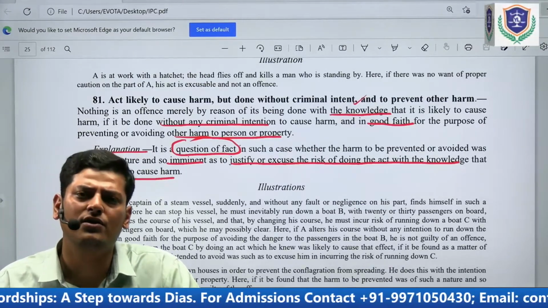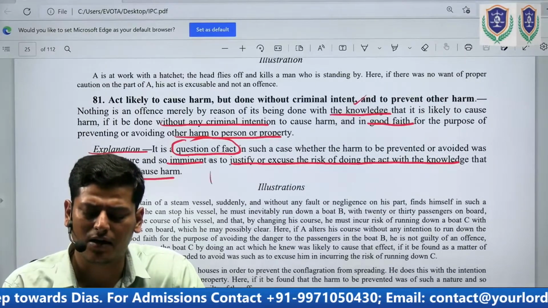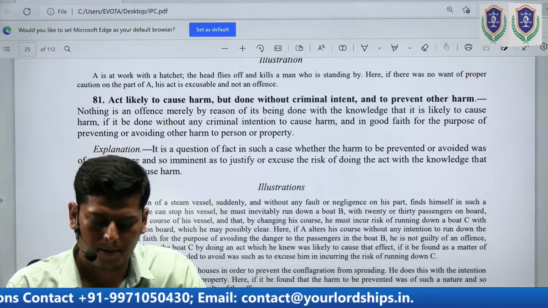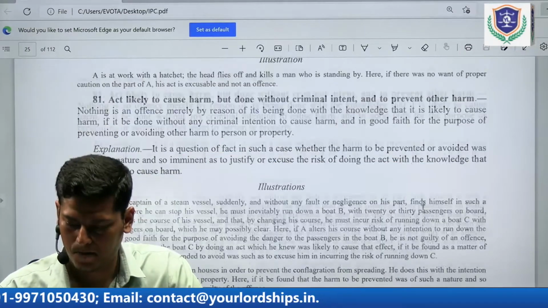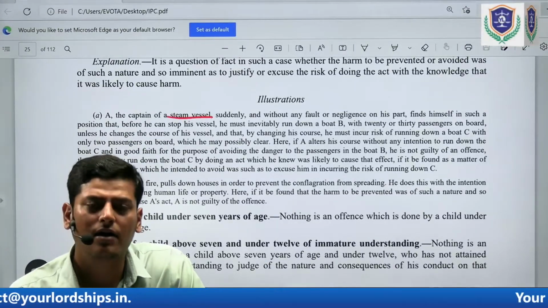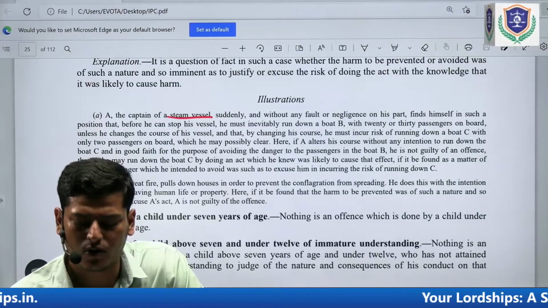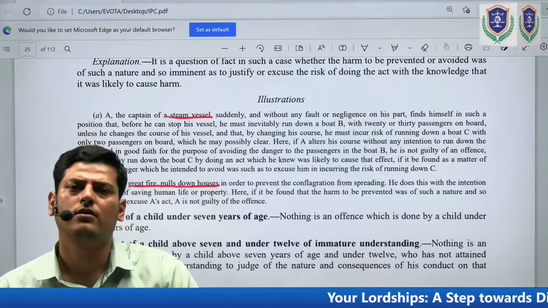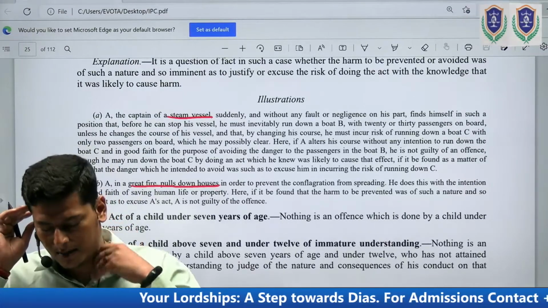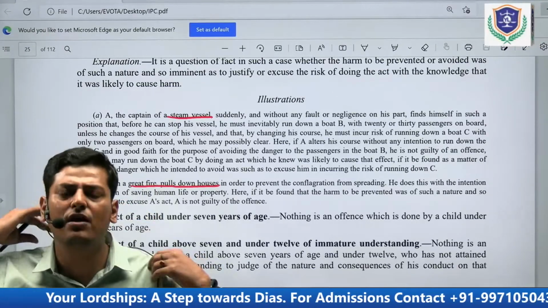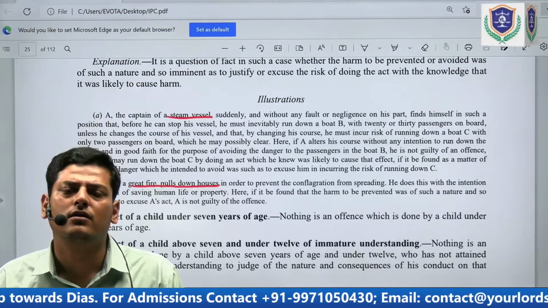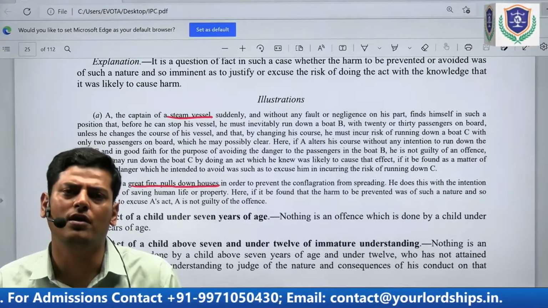सेक्शन 81 में 2 इलस्ट्रेशन दिया है. शॉर्ट में अगर आपको बता दें, एक इलस्ट्रेशन डील करता है स्टीम वेसल से. Here you will see, one illustration deals with steam vessel and the other illustration deals with fire that has been caused in houses. 2 illustration है. नेसेसिटी के डिफेंस में 2 इलस्ट्रेशन याद रखने हैं. पहला इलस्ट्रेशन है स्टीम वेसल से रिलेटेड, और दूसरा इलस्ट्रेशन है आपका कई घरों में जो है आग लग गई है उससे रिलेटेड.